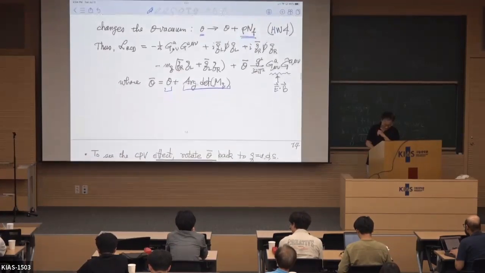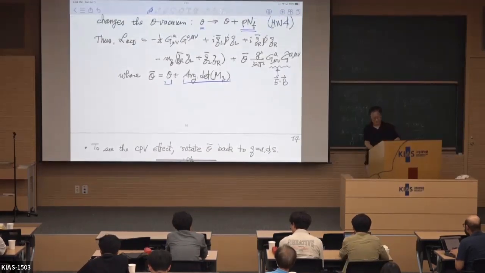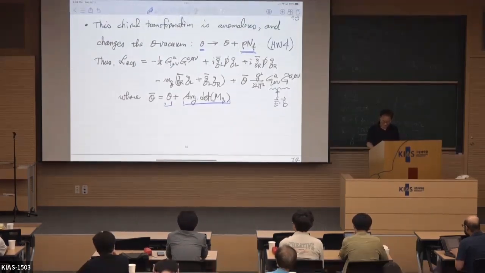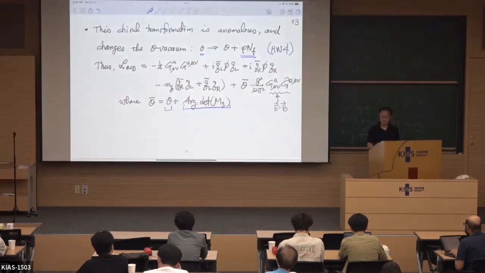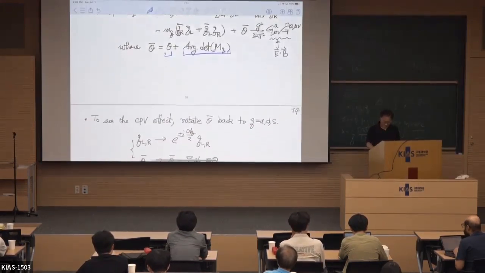Okay, so now this is theta bar. So what is the value of theta bar? This constitutes the so-called strong CP problem. In terms of field strength, this is the E dot B term, which is violating CP and T, or P and T basically. So this is called the CP violating term.